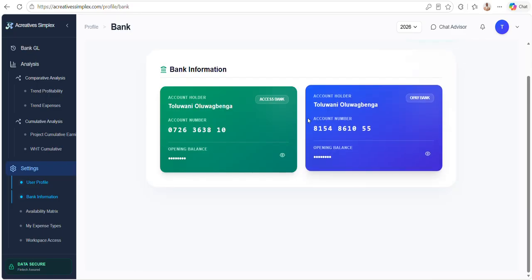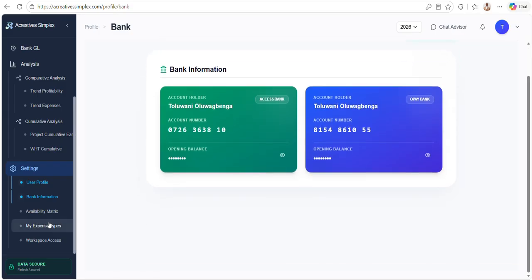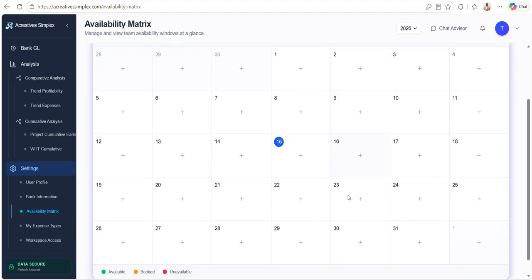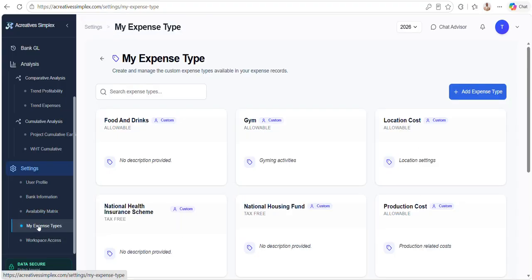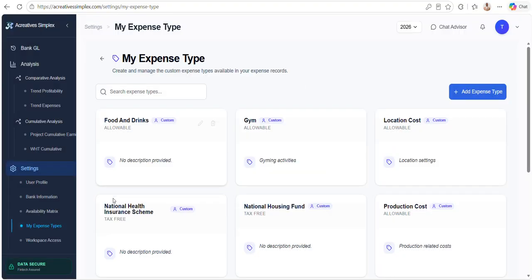Cancel. Then if you want to create a new one, you can also create. Now you can also check our availability matrix. This one is just a map telling us when you'll be available for booking, while this is telling us about your expense type. If you want to create an expense type that will fit your specific operation, you can create it here by selecting the category and inputting the expense type you want to create.